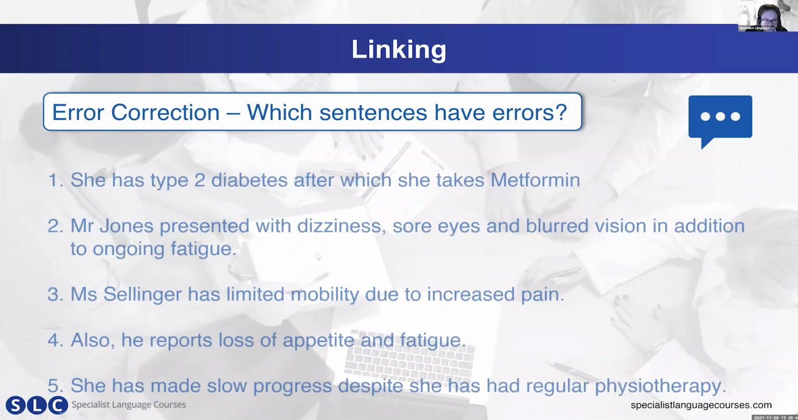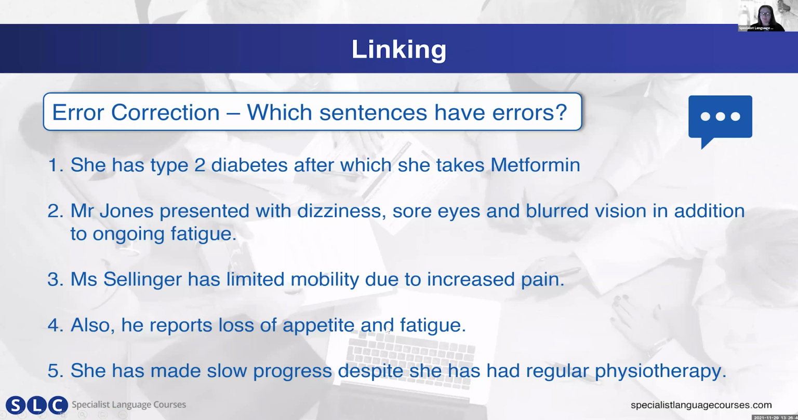Okay, last little activity. I've got here 5 sentences. Some of them are correct, some of them are incorrect. Let me know in the chat box now which sentences have errors. You don't need to tell me what the corrections are, just tell me the numbers of the sentences which have errors. Let me know in the chat box now. So we're talking about linking expressions here, yeah? Okay, great. Lots of people going for number 1 and number 4, number 2 maybe, number 5.